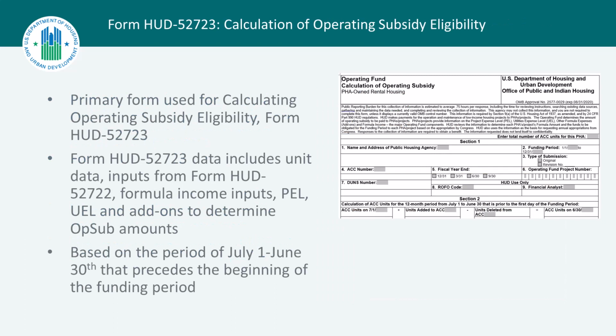The primary tool that is used to determine operating subsidy eligibility is Form HUD 52723, Calculation of Operating Subsidy. The 52723 includes unit status data, inputs from Form HUD 52722, formula income inputs, and other formula data elements, including PEL, UEL, and add-ons to determine the amount of operating subsidy eligibility for a project. The unit status data entered on the form is from the reporting period of the one-year period of July 1st through June 30th that precedes the beginning of the funding period.